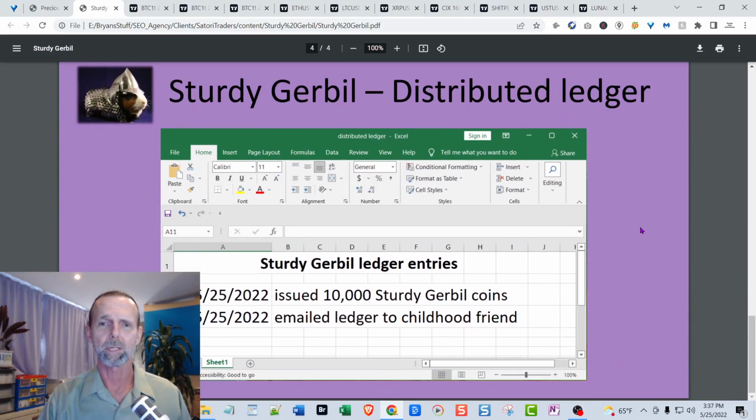And so distributed ledger, that's the modern technology. I whipped out Excel, and this is my ledger. On 5/25, I issued 10,000 shares or coins, 10,000 Sturdy Gerbil coins, and I emailed this spreadsheet to my good buddy in Texas. And so now it is a distributed ledger. It exists in both California and Texas. Now all I have to do is assign a value of $100 to each of these Sturdy Gerbil stable coins.